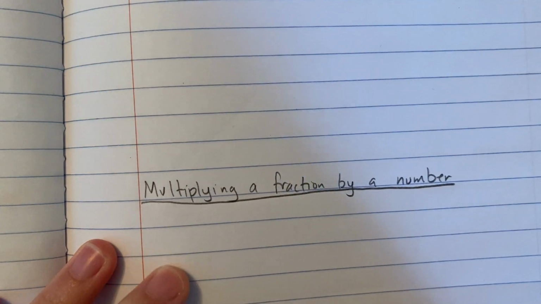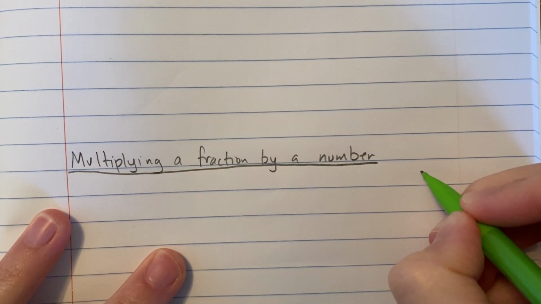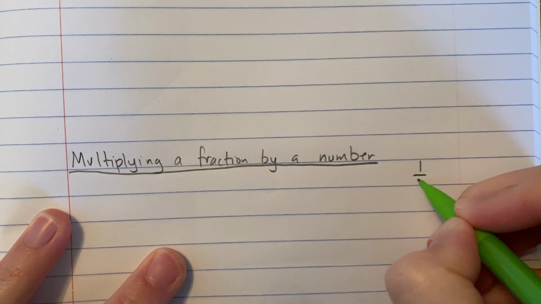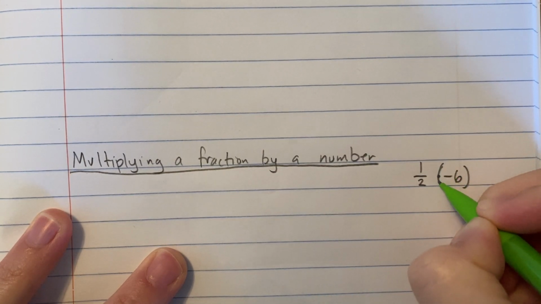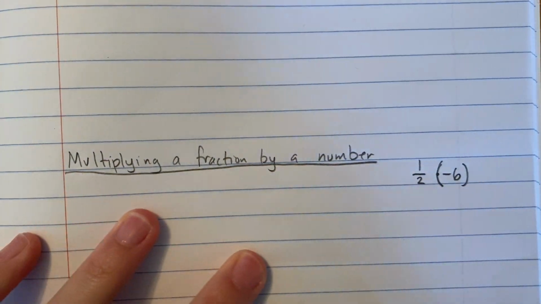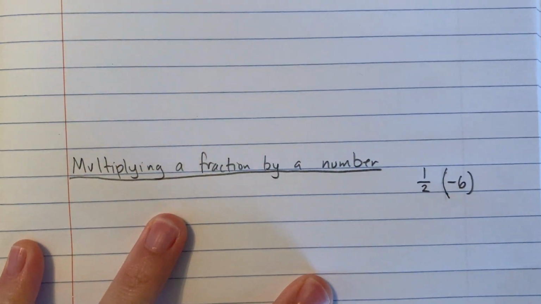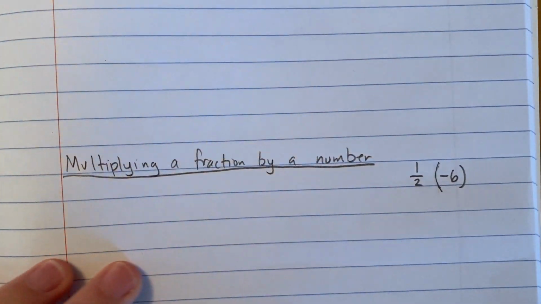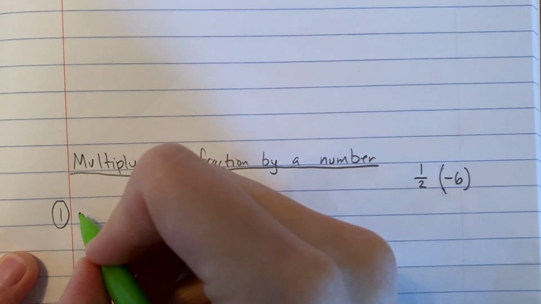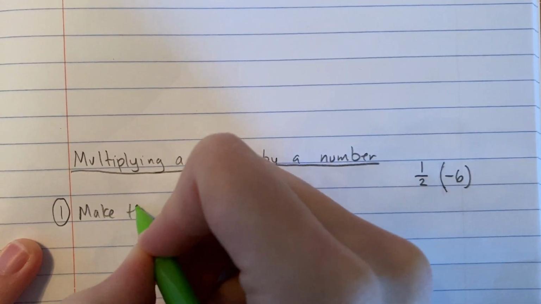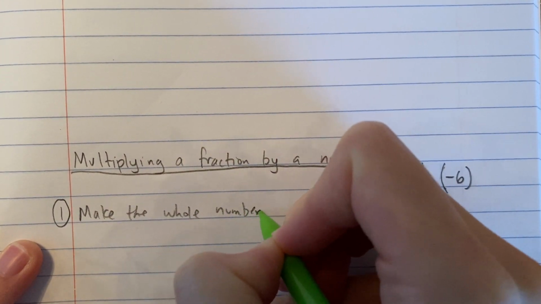Okay. So in this case, I'm multiplying a fraction by a number, and the problem that I'm trying to do is 1/2 times -6. These parentheses mean times, so I can use the multiplication dot, that's not wrong, but this is what my problem looks like, 1/2 times -6. So my first step, if I want to multiply a fraction by a whole number, is I'm going to make the whole number into a fraction.